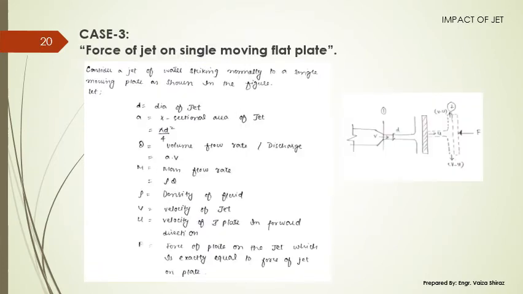Okay, case number 3, force of the jet on a single moving flat plate. In this case your plate is not fixed, it can move when the jet is striking it. So this is section 1 at the nozzle and this is section 2. This is the initial position of the plate, and when the jet strikes the plate, it will move forward, and this is your section 2.